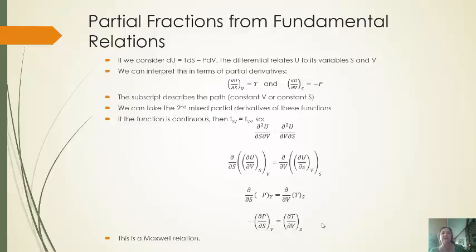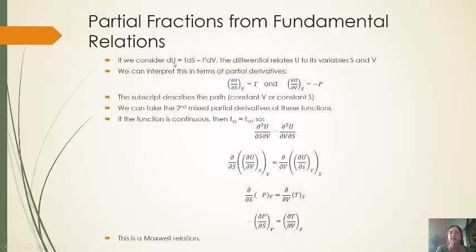Now, if we consider dU equals TdS minus PdV, this is saying that the derivative of U with respect to S, if I hold V constant, right, that's what a partial derivative is. If S and V are the two variables, then the derivative of U with respect to S is going to equal T, and because I have so many choices of variables, we choose in thermodynamics to write as a subscript what variable is being held constant.